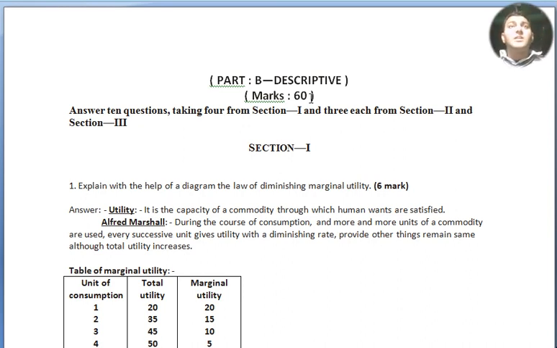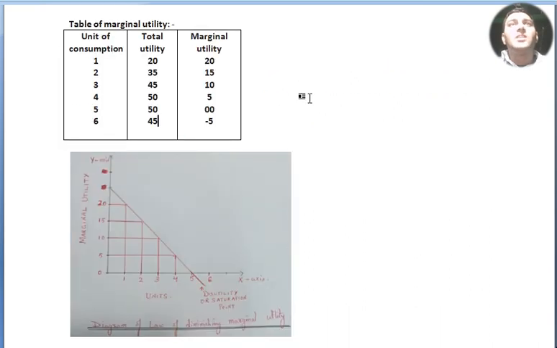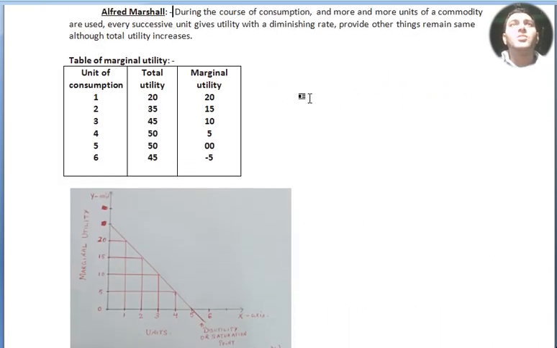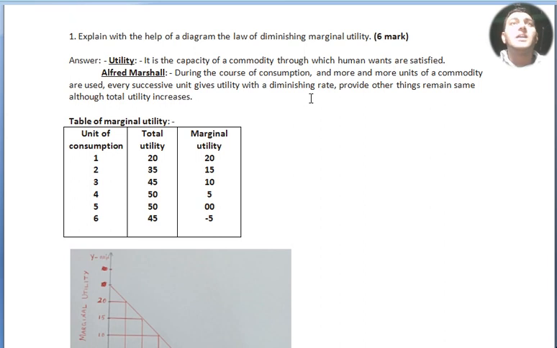Under section 1, question number 1, explain with the help of diagram the law of diminishing marginal utility. Microeconomics question, not required for class 12 nowadays because it comes in class 11 nowadays. They have just shifted the syllabus from class 12 to class 11 and now you have to only study for class 12 macroeconomics and Indian economy. So I just read it out and no need to focus more on this.